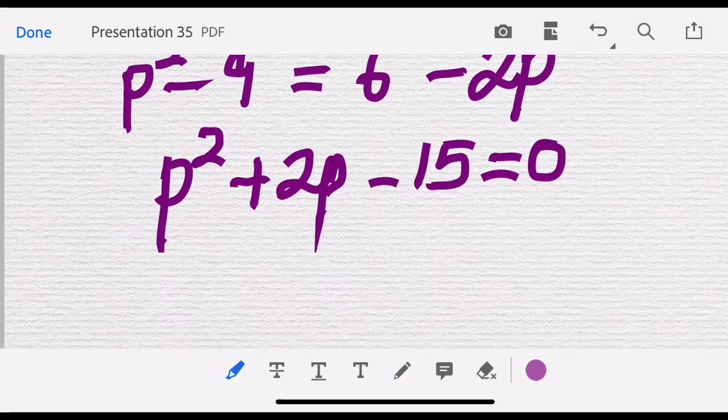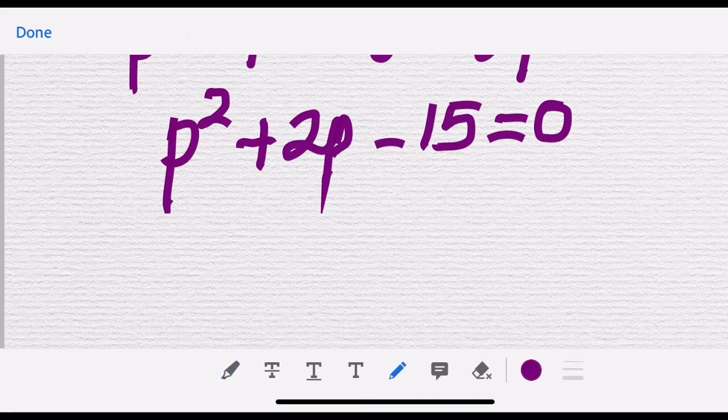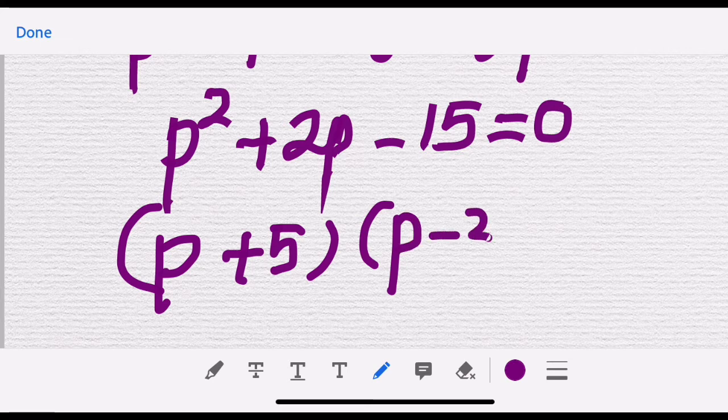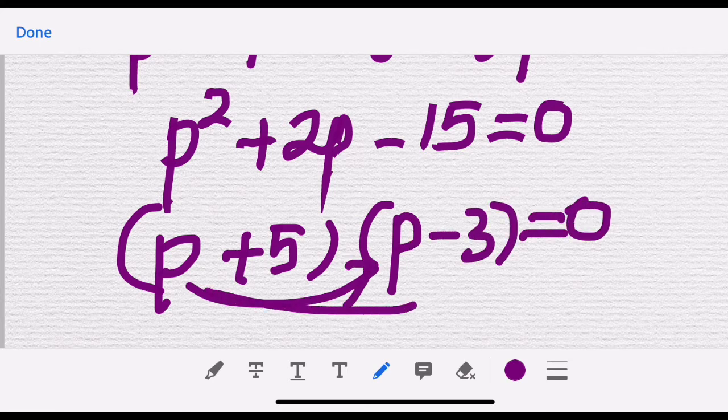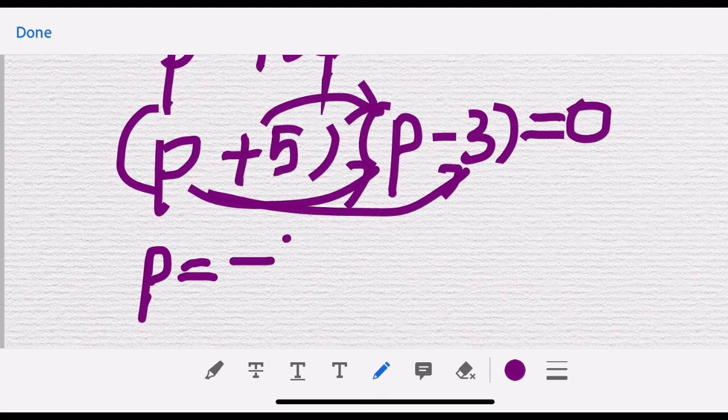So let's factorize. Can we factorize? For this one, I think you can factorize. You just take 5 and 3, so it's p plus 5, and then p minus 3 equal to 0. Let's check. Minus 3 plus 5, you'll get plus 2. So p is negative 5 and p is 3.